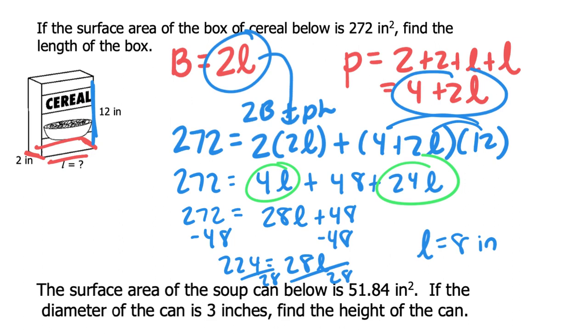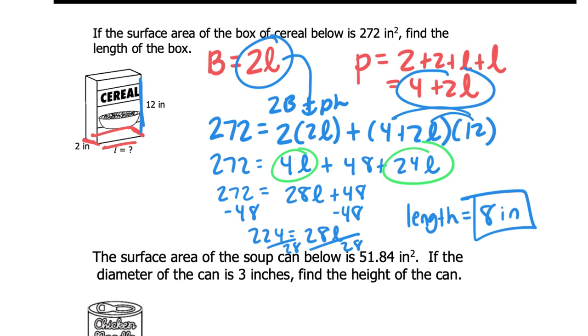Or not the slant height. Oops. See, I confused myself. So that L, we're so used to it being like the slant height. It's not in this case. It's like the length of the cereal box. So don't say the cursive L. Just write it like that. The length is 8 inches. And then we just have one more.